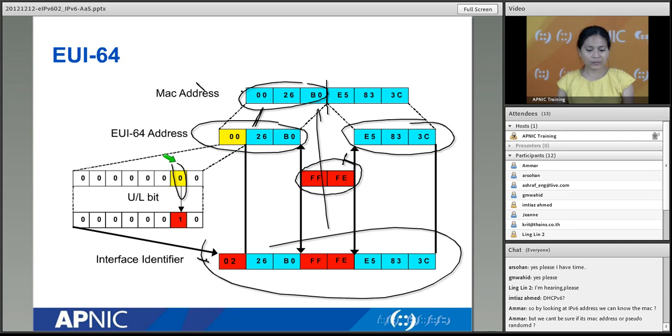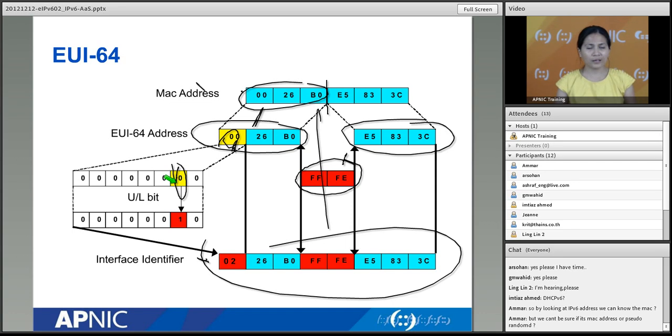Now, the reason it's called modified EUI64 is because we're making some changes with the 7th bit. So where is the 7th bit? Here. This 00 here is actually in hex, so if you write that down into binary, that's 8 zeros. So where is the 7th bit? This one in yellow. So you set that to 0 if it's unique, or set it to 1 if it's not unique. Or is it the other way around?